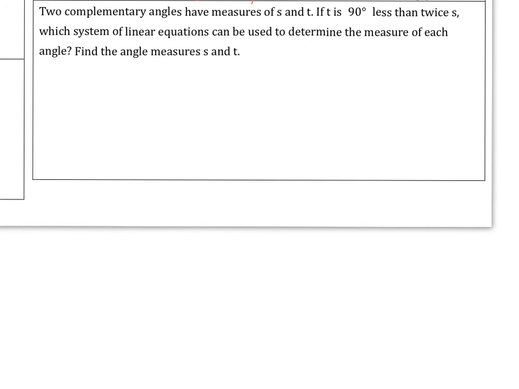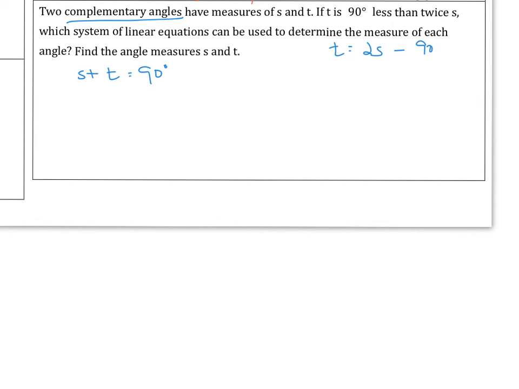Two complementary angles have measures of S and T. So that just means, complementary just means S plus T will give you a sum of 90 degrees, which is a right angle. If T is 90 degrees less than twice S, which system of linear equations can be used to determine the measure of each angle?